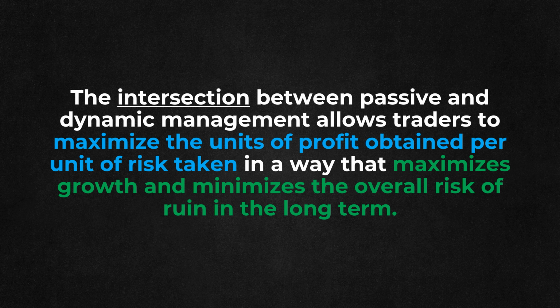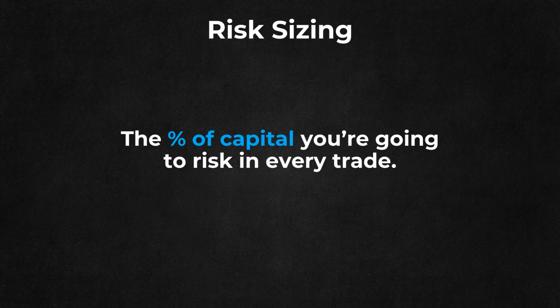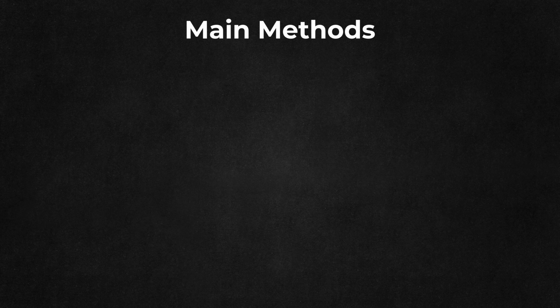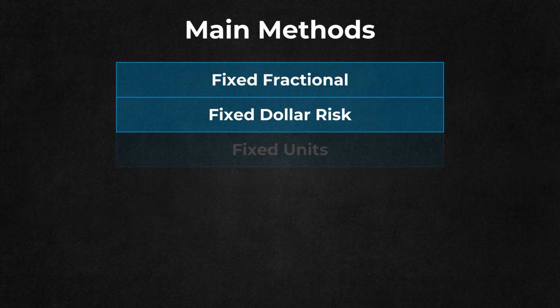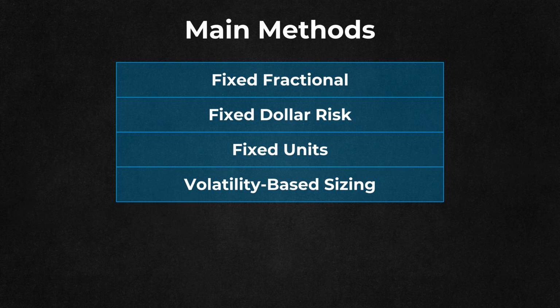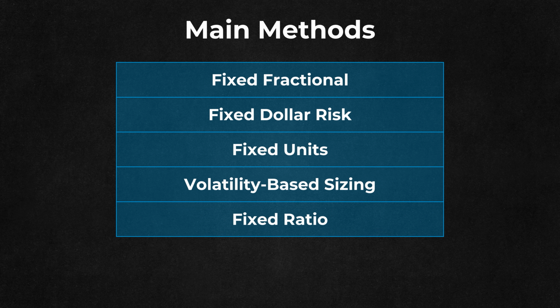The very first decision of passive management is risk sizing. This is the percentage of your capital you're going to risk in every trade. There are many different approaches to determine how much you should risk in each trade. Let's take a look at the most common methods, which are the fixed fractional, fixed dollar risk, fixed units, volatility-based sizing, fixed ratio, and the Kelly criterion.